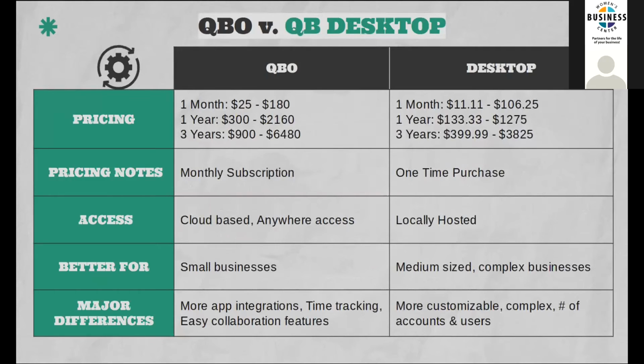Essentially, you've got 2 options here, right? You've got QBO and desktop. QBO is QuickBooks Online versus desktop, which is QuickBooks Desktop. So what is QuickBooks? QuickBooks is essentially an accounting software designed for small businesses. And I've broken it down into a few different categories here.